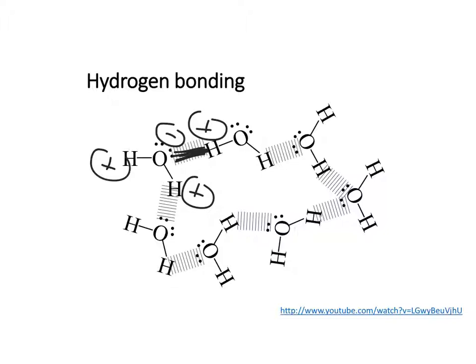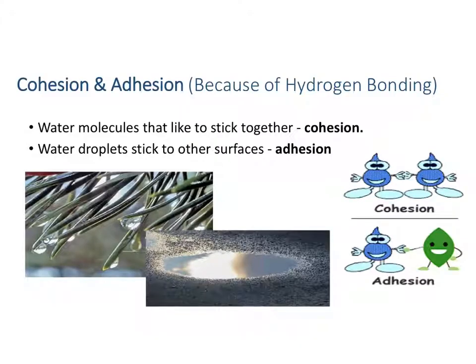So this is an example of hydrogen bonding, an example of why water, when it spills on the ground, stays as a puddle and water molecules are attracted to themselves. That strong hydrogen bonding makes that happen. Now, because of hydrogen bonding, we can get into something we call cohesion and adhesion.